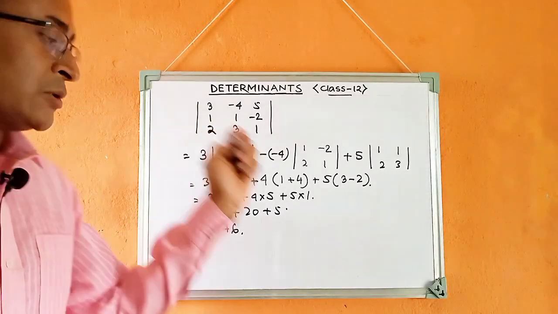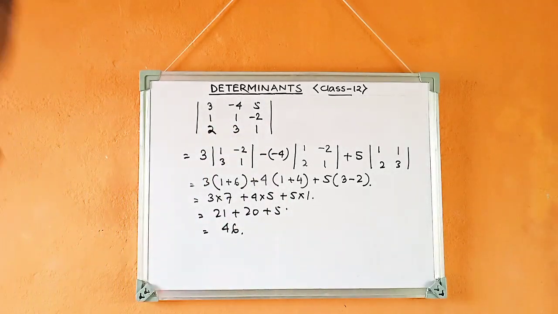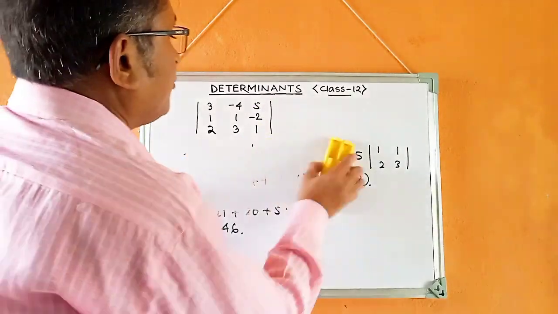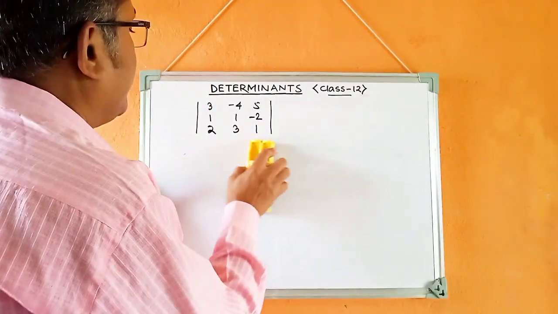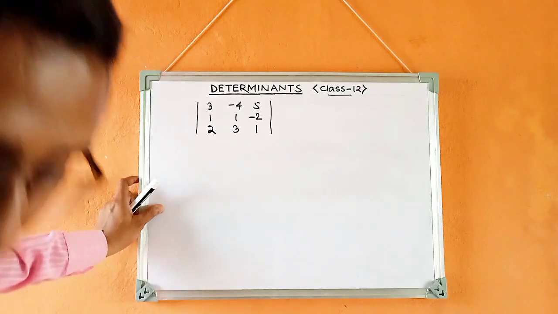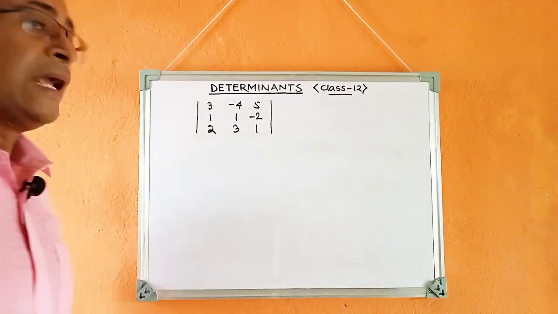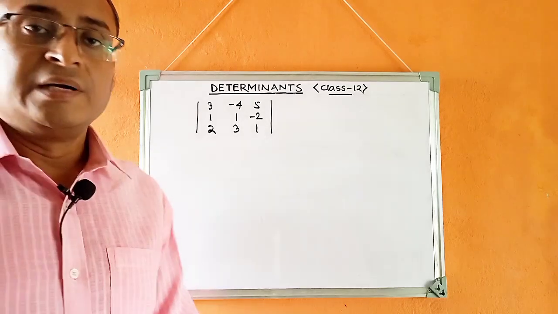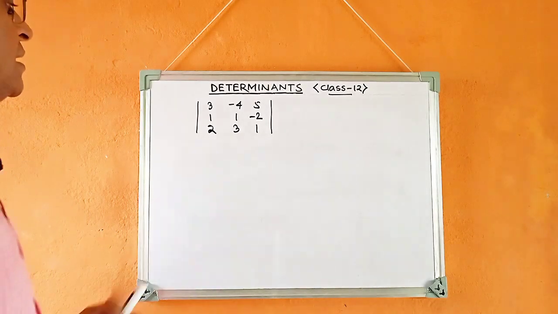Okay, so hope all of you understood. Next, another important thing. See carefully. Next is minor and cofactor. Okay, so first is minor. Suppose we take this element.